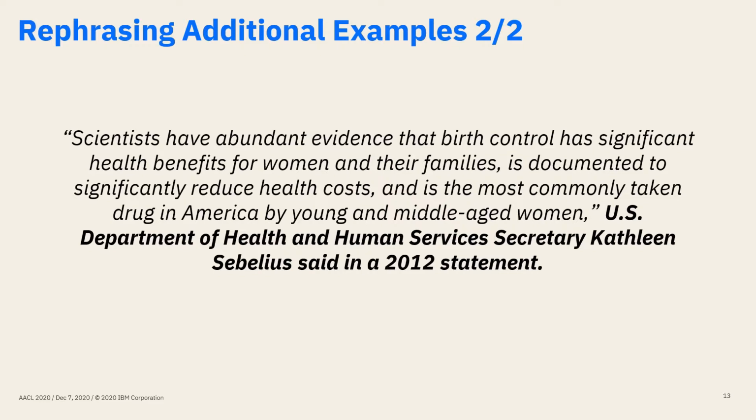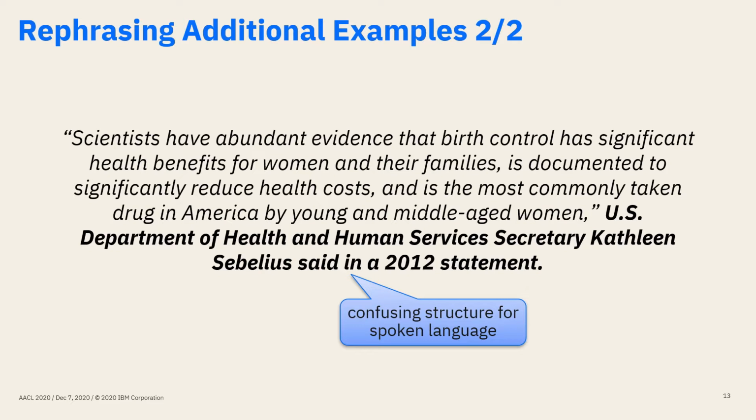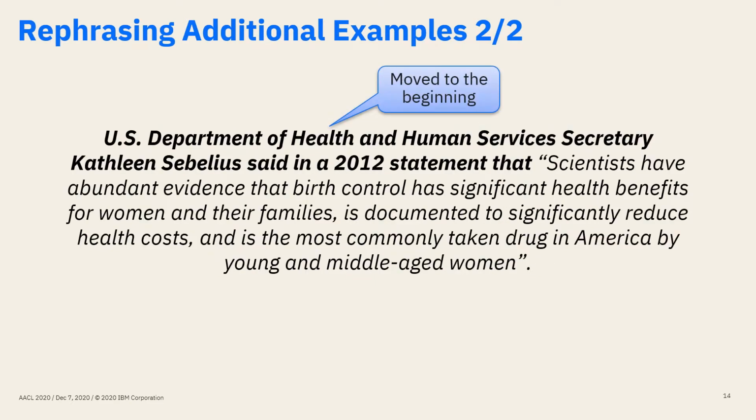Let's have a look at another rephrasing example. This example highlights another issue, the difference between written language, such as news articles from which the arguments were extracted, and spoken language, which is what we are trying to generate. The phrasing in the example, where the part indicating who the quote is from appears at the end, is fine for written language, but for spoken language, it is confusing. The rephraser fixes this problem by moving this part to the beginning of the argument.